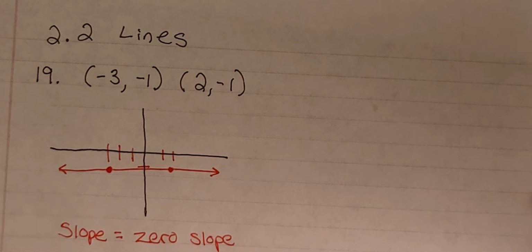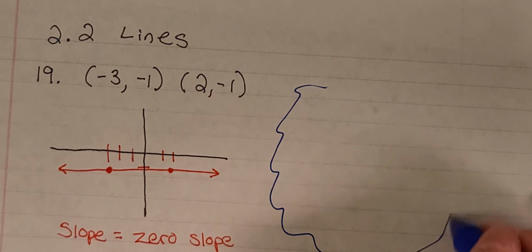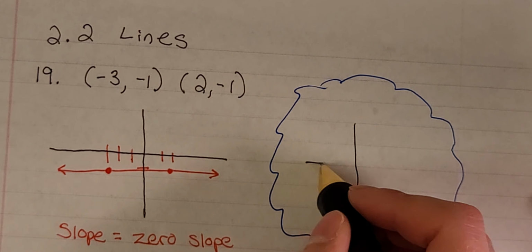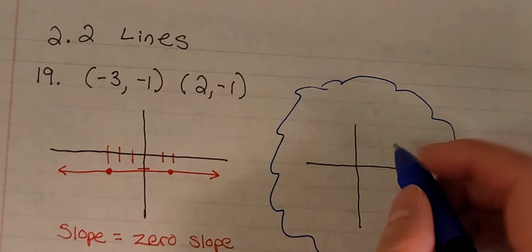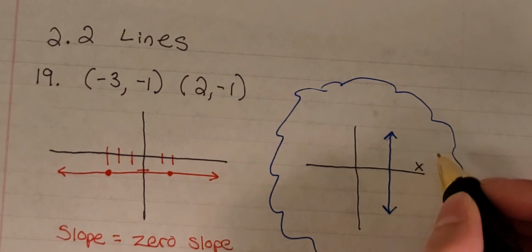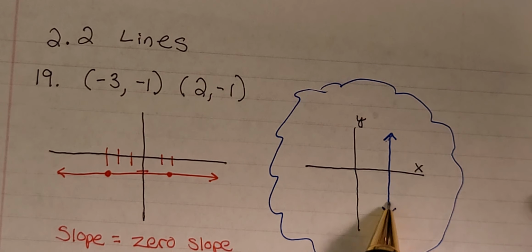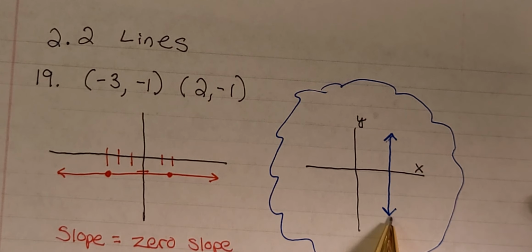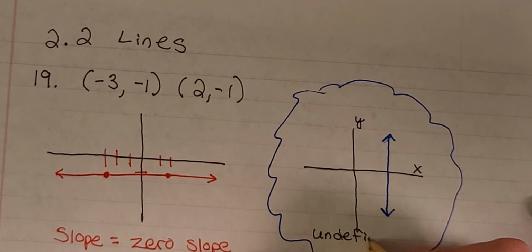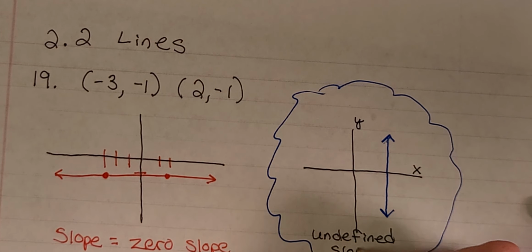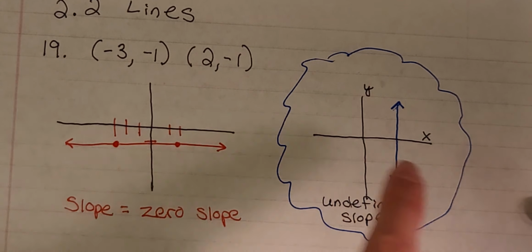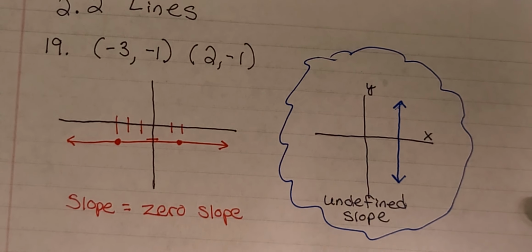All right, let's do a sub-example on the side. So let's say that they gave you this graph here. This was your x-axis and this was the y-axis. So the vertical line that goes up and down, that's called the undefined slope. Okay. So horizontal is your zero slope. Vertical slope is undefined slope.